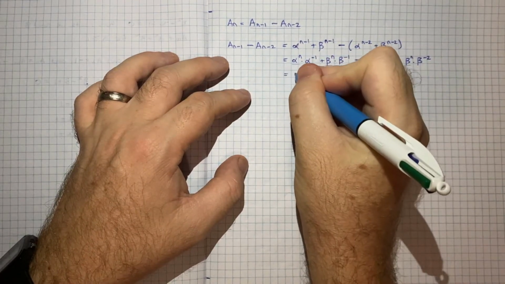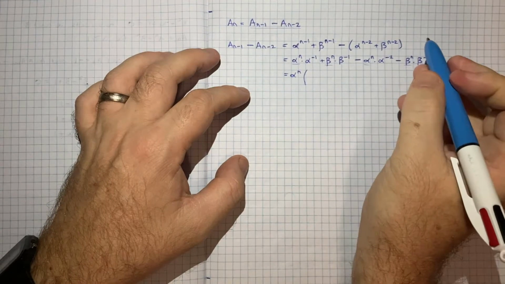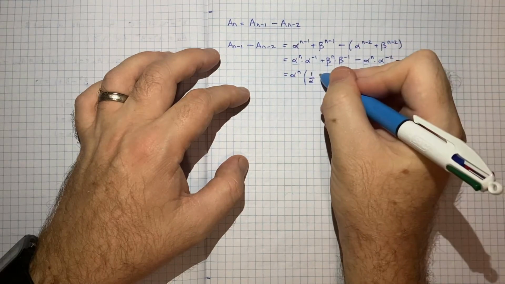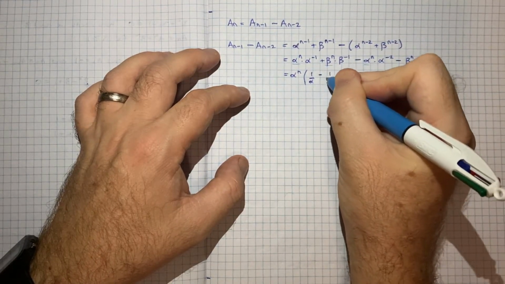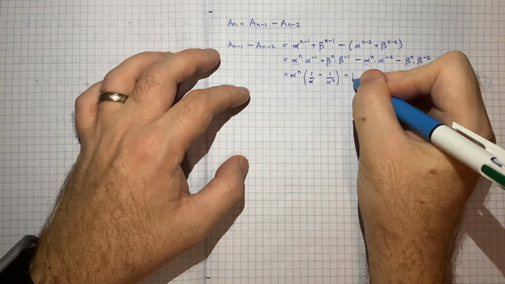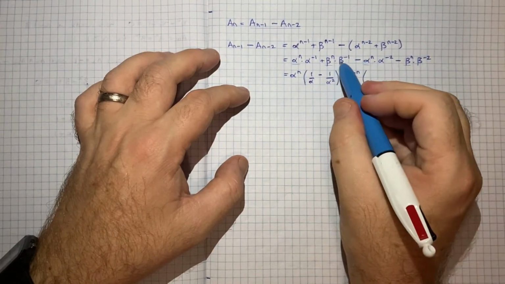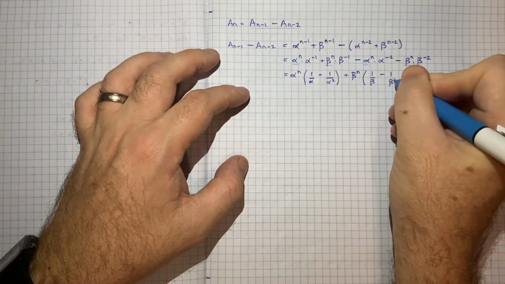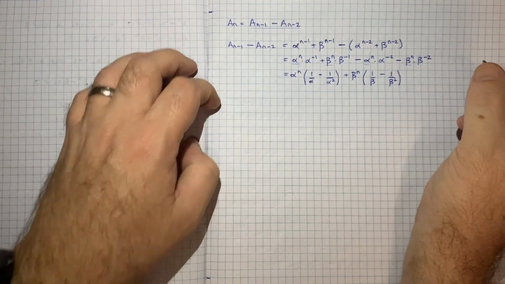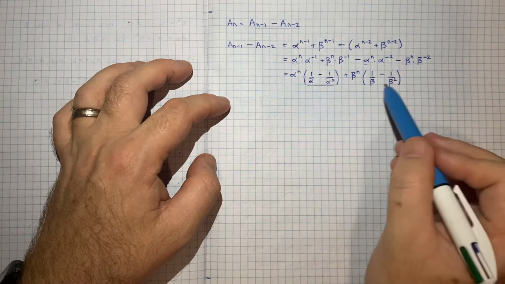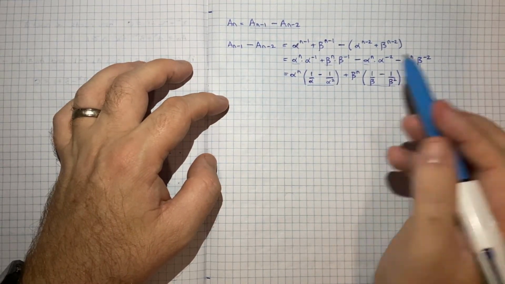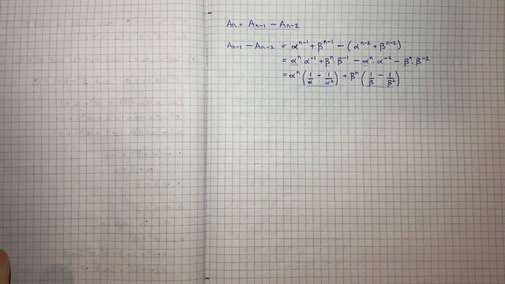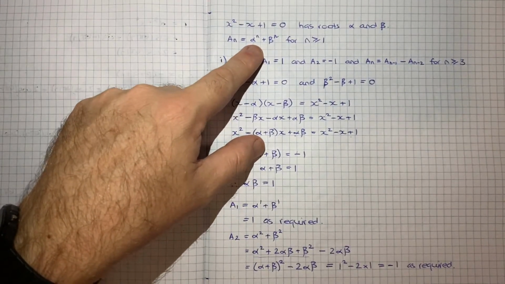So we'll get alpha to the n times, now alpha to the negative 1 is just 1 on alpha, minus alpha to the negative 2, or 1 on alpha squared, plus beta to the n times 1 on beta minus 1 on beta squared. Now seeing it in this format, we kind of know that this part and this part both need to be equal to 1, because that's what will get us back to our definition of AN, which is alpha to the n plus beta to the n, which is what we're trying to show here.